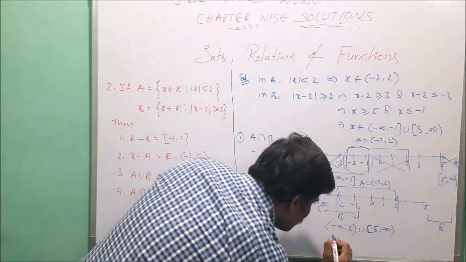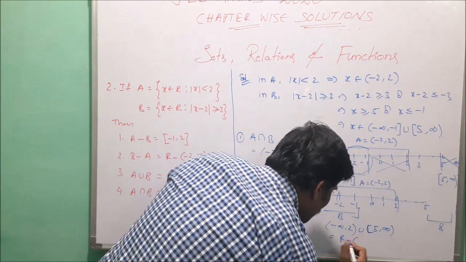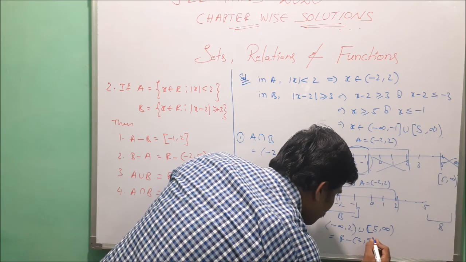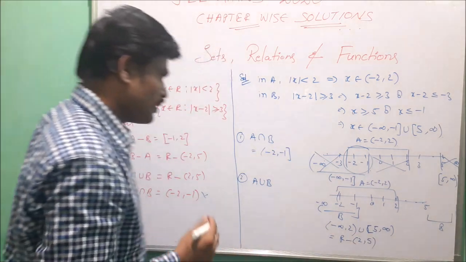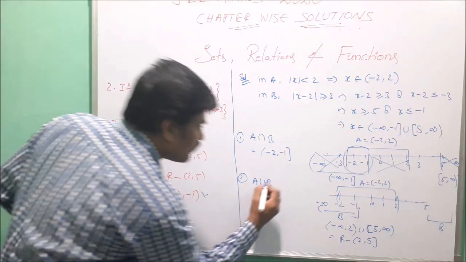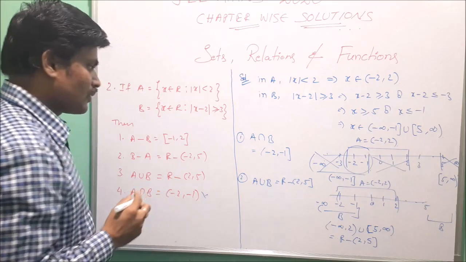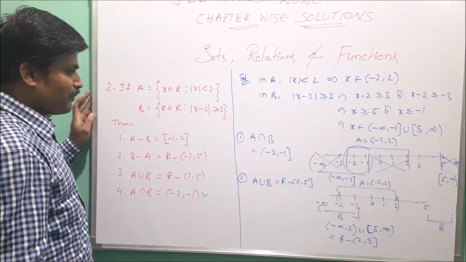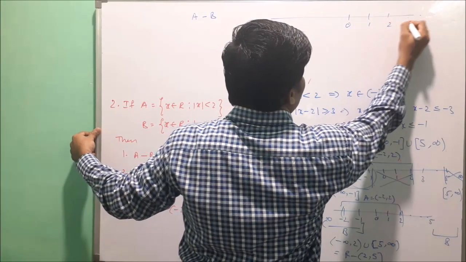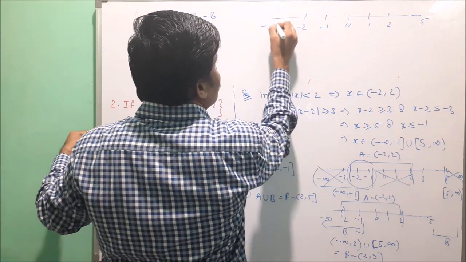Now here we write R minus open 2 closed 5. R minus open 2 closed 5. This is A union B. Similarly, we find A minus B. On the number line: 0, 1, 2 up to 5, minus 1, minus 2 up to minus infinity.